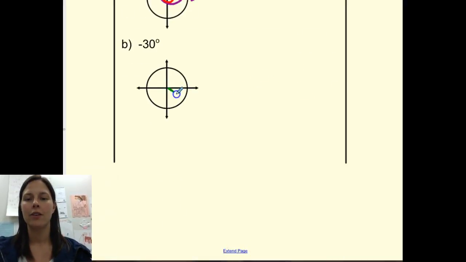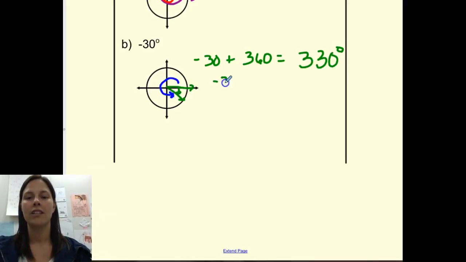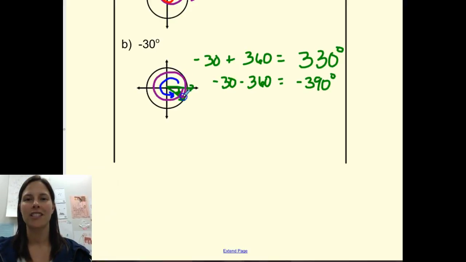For a negative 30-degree angle, we could still add on that 360 degrees. That would rotate it in the counterclockwise direction 330 degrees to land at the same terminal side. Or we could continue rotating in the clockwise direction another full rotation for a total of negative 390 degrees. So that rotation would take us past and all the way around back to where we initially stopped.